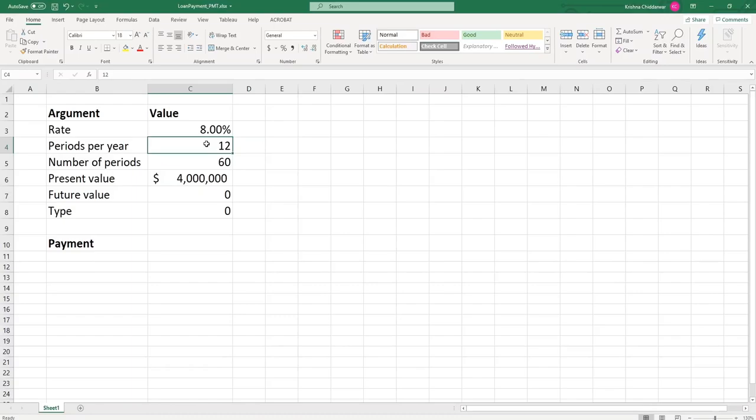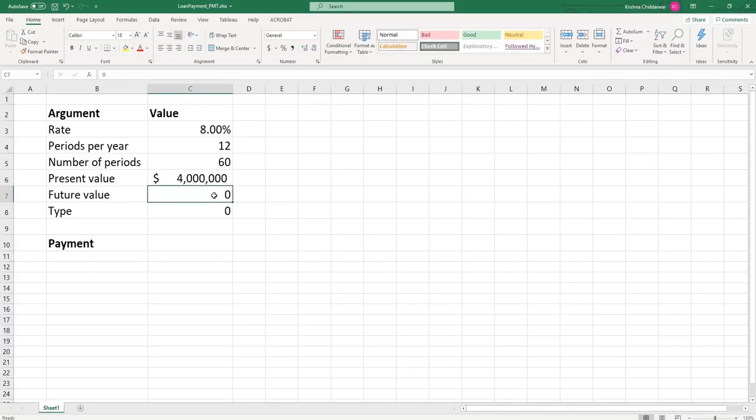Next, you need to know the total number of payments. In this case, we'll have 60. So 60 divided by 12 gives you 5. So you know the loan will be paid off over 5 years. And then you have the last mandatory element, which is the present value. That's simply the amount of money that you are receiving for the loan. So that's $4 million.